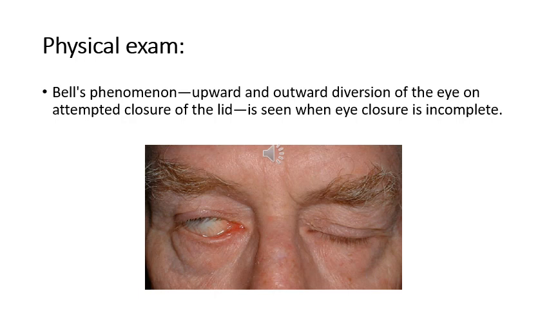So when we ask the patient to close their eyes, there is an upward and outward diversion of the eye on the attempted closure of the lid. That is, the eye closure is, as you know, incomplete in facial palsy, and the patient tries to close their eyes, which leads to just the movement of the eyeball in an upward and outward direction. It is called a Bell's phenomenon. So it's a significant feature of Bell's palsy.